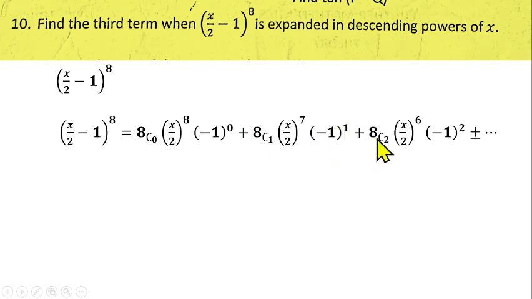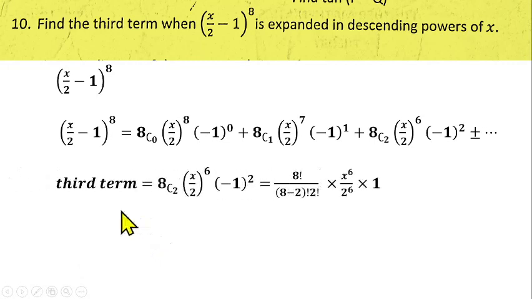Next you'll have 8 combination 2. This one is reduced by 1, raised to power 6, then minus 1 increased by 1, raised to power 2 here, plus, and so on and so forth. But we don't need to continue because we have to stop at the third term. This is the first term, this is the second, and this is the third. So we are simply working on this third term.